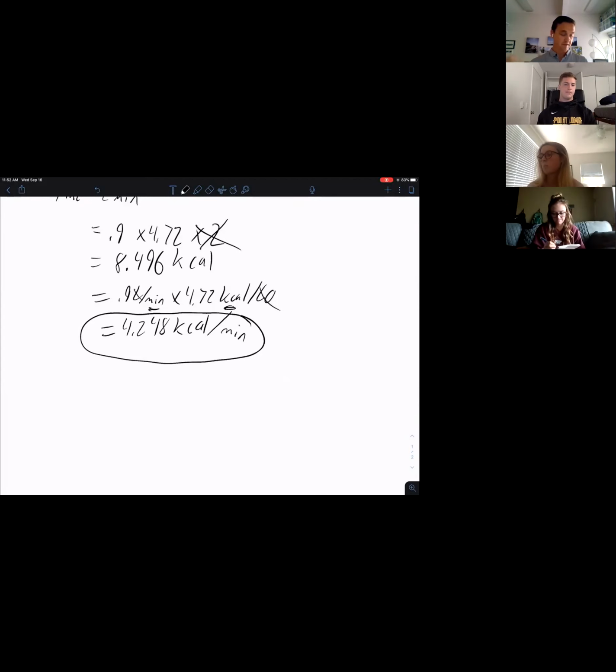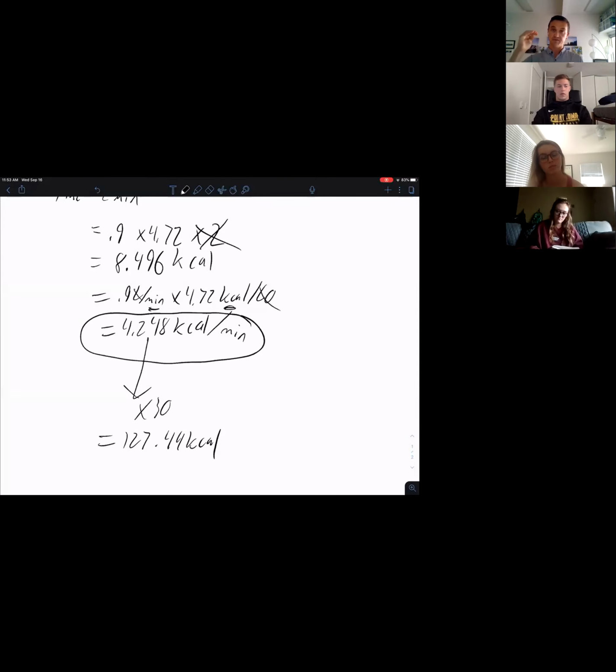The other type of question won't be so much about how many they burned during that highlighted period, because that's not 2 minutes, doesn't really matter. But let's say they went for a 30-minute walk at 3 miles per hour, right? How many calories would they burn for the 30 minutes? All we have to do now is take this number, multiply it by 30, and that's going to give us our value. So what's that one? Go ahead and send that one in the chat. 4.248 times 30. That's going to give us about 127 calories.